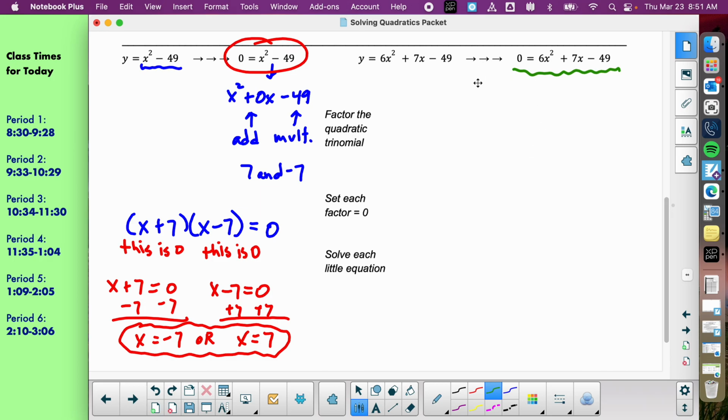So if we are trying to factor 6x squared plus 7x minus 49, which by all accounts has large numbers, and they don't have any common factors for us to make them smaller, we are going to multiply 6 and negative 49. Holy cow, that's big. Negative 294. That's horrible. This is a terrible example.